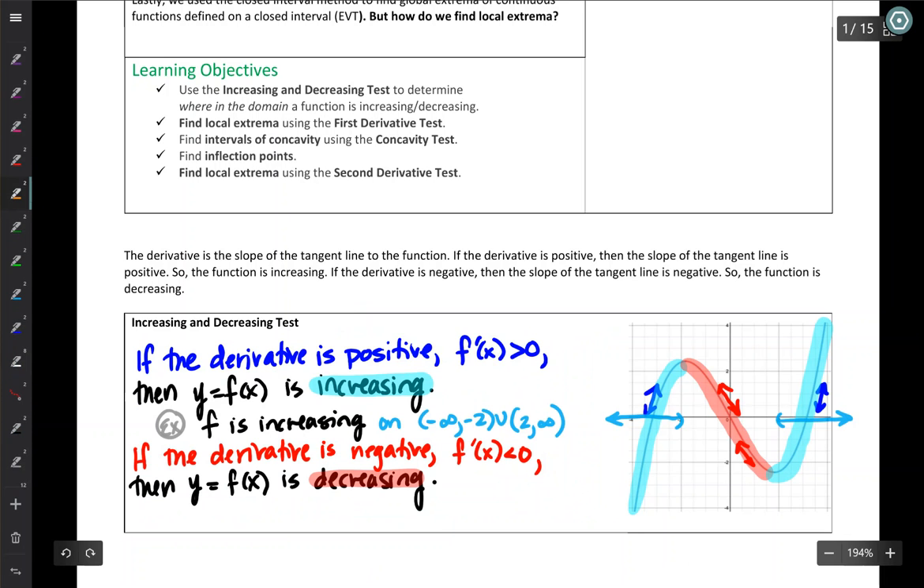And I'm not including those endpoints of -2 or 2. At this moment, the function is neither increasing or decreasing. It's actually constant for a brief second right there. We're in the process of changing from increasing to decreasing. F is decreasing.